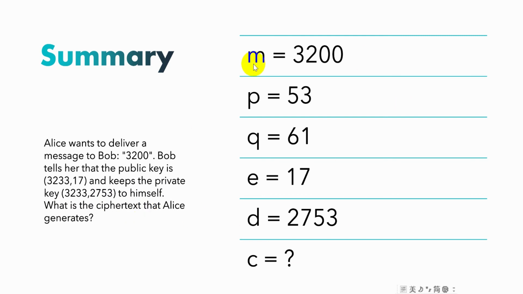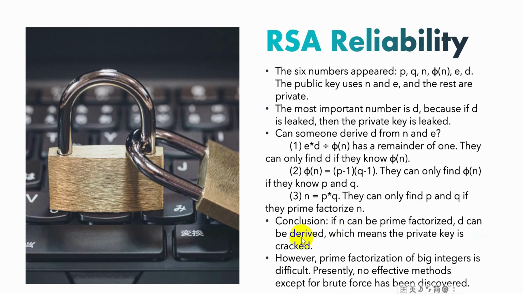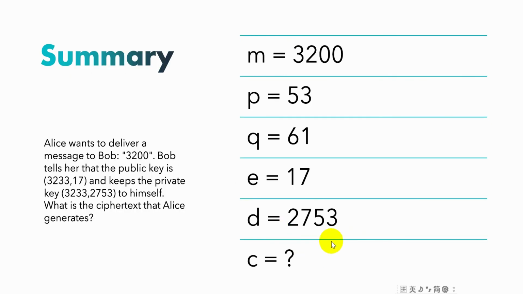Here are the things we know. M, which is the message, is 3200. P and Q are 53 and 61. E, which is the public key, is 17. D, which is the private key, is 2753. What will the ciphertext be? So now we can look at the code.